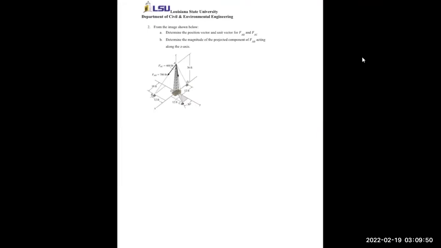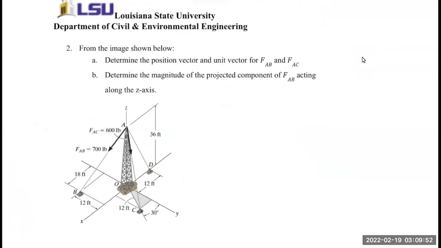Okay, so problem 2 is also a 2D vector problem with dot product, but this time I changed it a little bit. We don't have to take angles into consideration this time. This will be a projection vector, unit vector problem. Problem 2, part A is asking us to determine the position vector and unit vector of FAB and FAC.